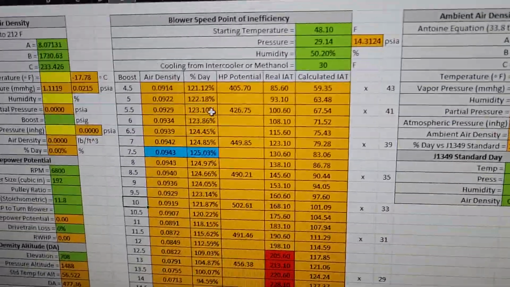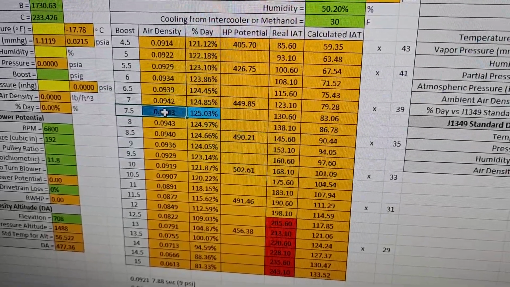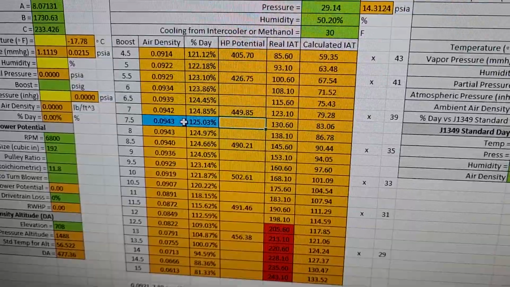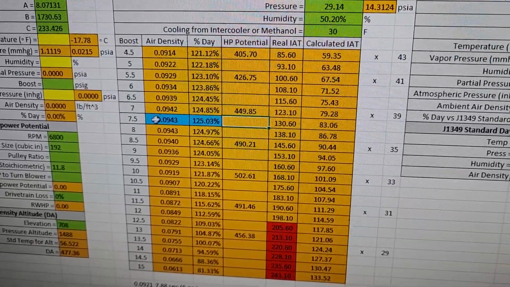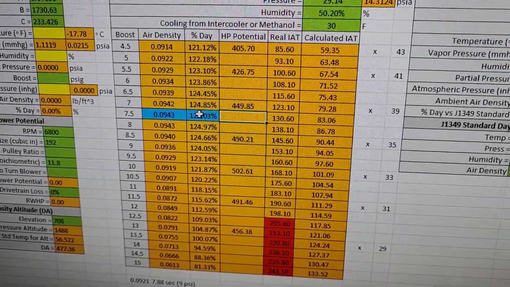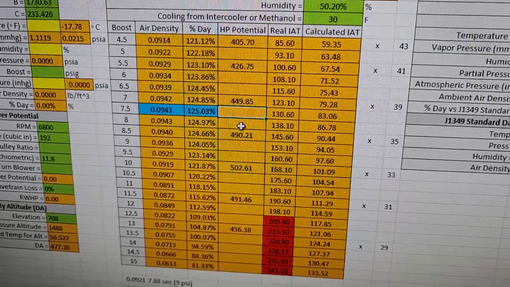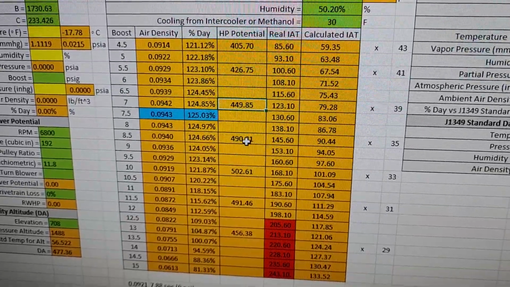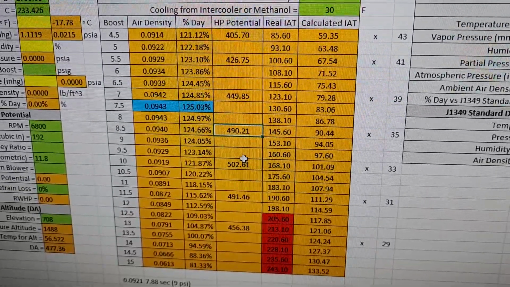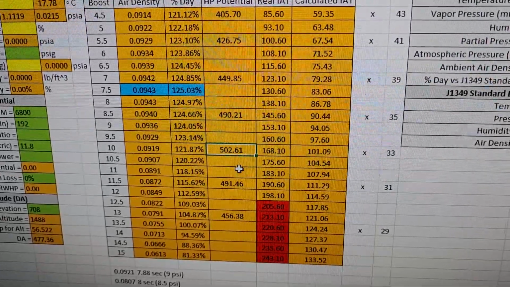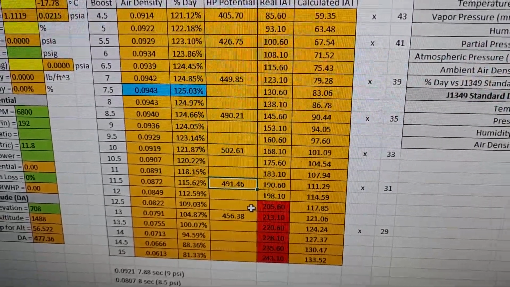But that distinction I want to make is, yes, this is the best pulley to run for air density, but you still have to take into account CFM. The faster you turn the blower, the more CFM, the more available oxygen you're still going to have to make horsepower. So you can see 450 here, 490. So, you know, you're still picking up horsepower at 10 pounds. Oh, now you're going to start losing horsepower.